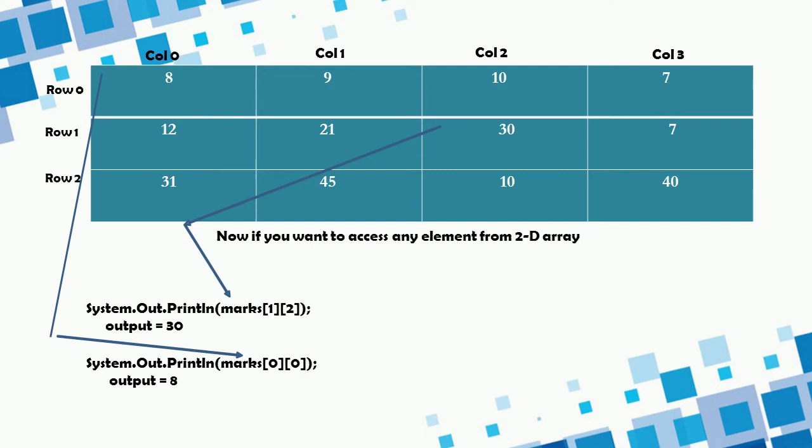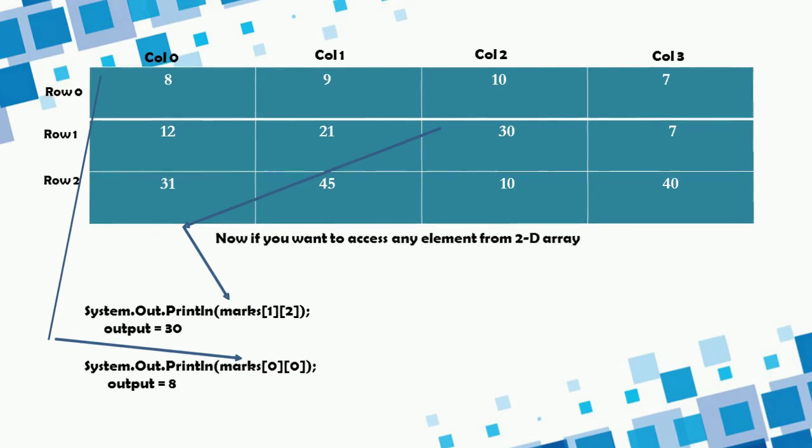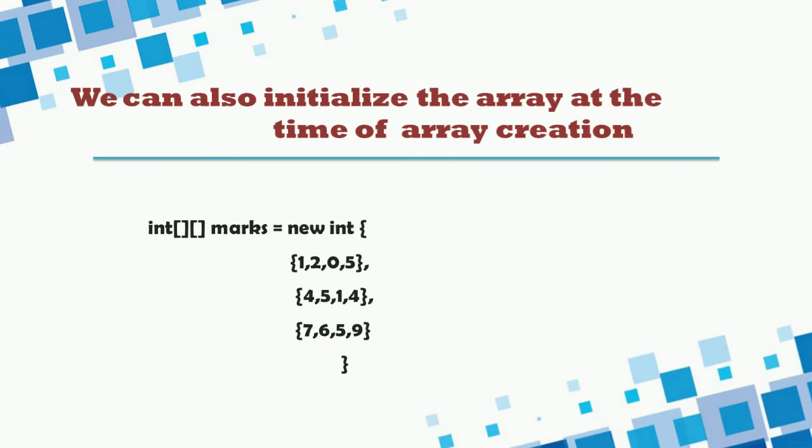Just look at the example given here. Marks 1, 2 means first row, second column. The value is 30. And next, look at the next statement. It is 0, 0, which means 0th row, 0th column. The output is 8. So likewise, you can call an element.